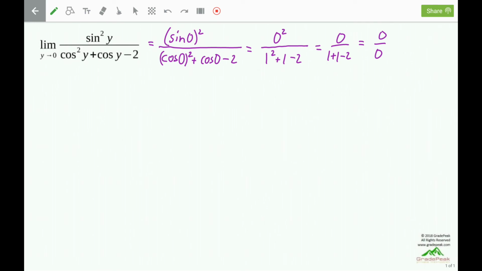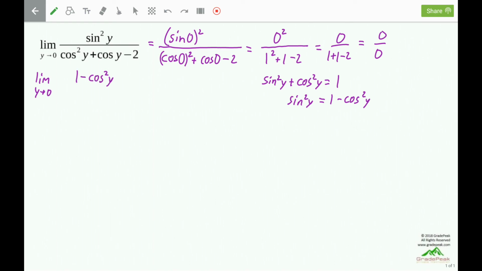Since we have power functions of trig, we can try the factor and cancel method just like we would with power functions. But we have mismatched trig functions right now. In the numerator we have sine squared of y, in the denominator we have a trinomial quadratic of cosine. So the first thing we will want to do is make use of the Pythagorean trig identity, solve it for sine squared of y, and that will give us 1 minus cosine squared of y. And we're going to replace the numerator with 1 minus cosine squared of y.